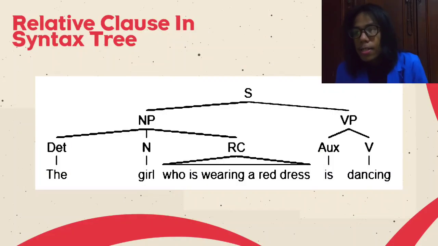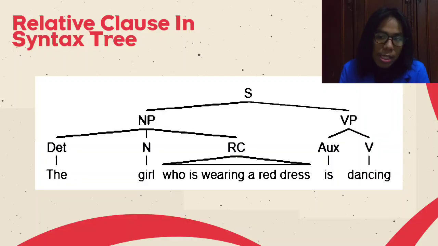So next is the relative clause in a syntax tree. Here's the syntax tree of the relative clause. We have the girl as a noun phrase, and RC here stands for relative clause, and the verb phrase is dancing. The verb phrase is constructed by the auxiliary is plus the main verb dancing, and the noun phrase is constructed by the girl. And why is the relative clause put into the bracket of the noun phrase? Because the relative clause only modifies the noun.